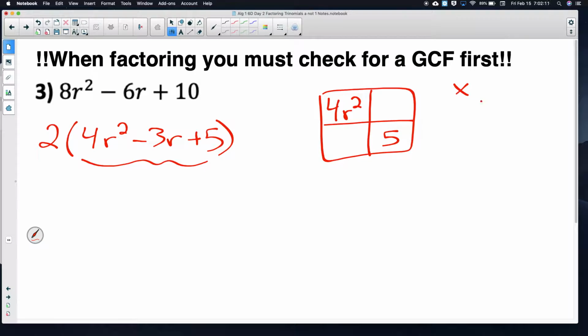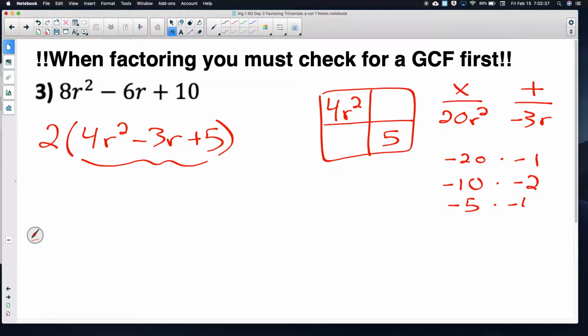So they need to multiply to give me 20r squared, and they need to add to give me that middle term of negative 3r. So if I list those factors, if they multiply to a positive and add to a negative, they both have to be negative. So I got negative 20 times negative 1. I have negative 10 and negative 2. I have negative 5 times negative 4. Well, none of those looks like they're going to multiply to give me 20 and add to give me negative 3.